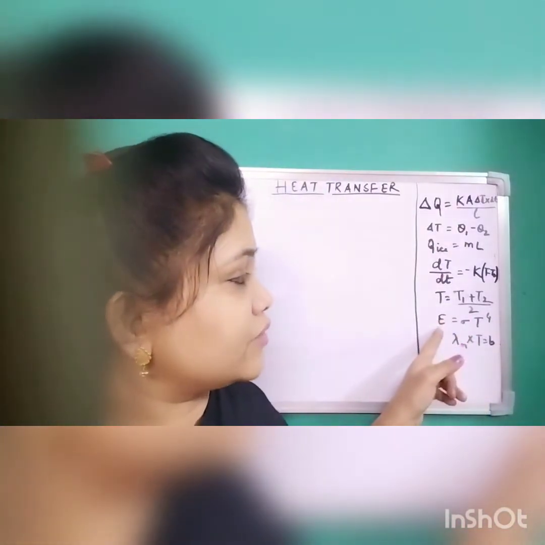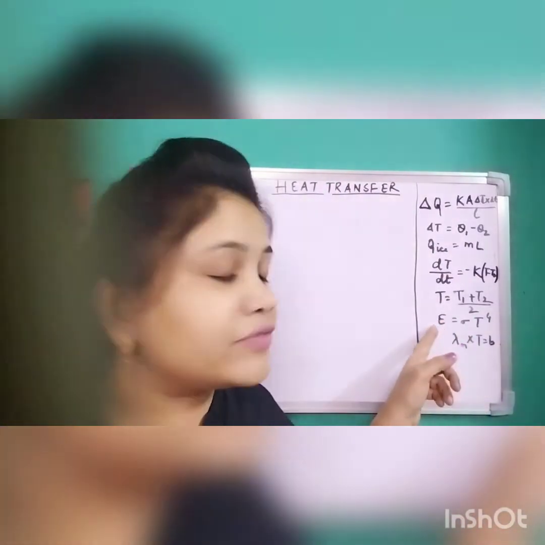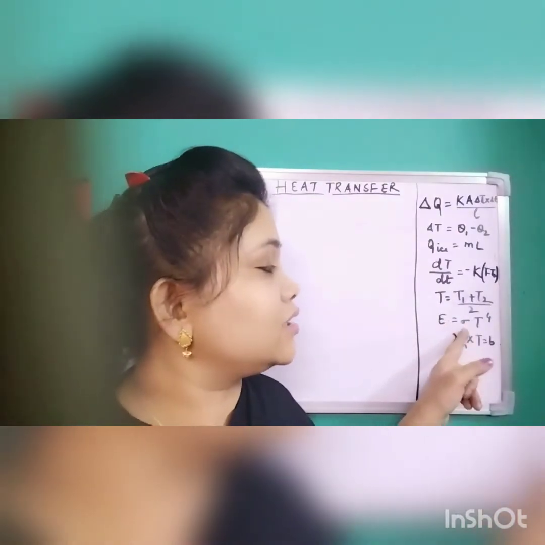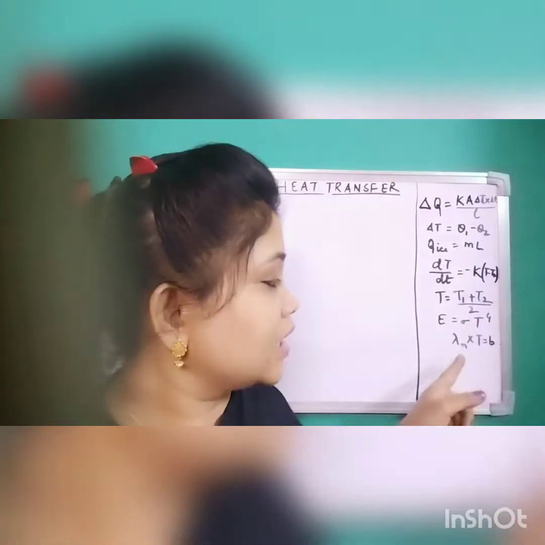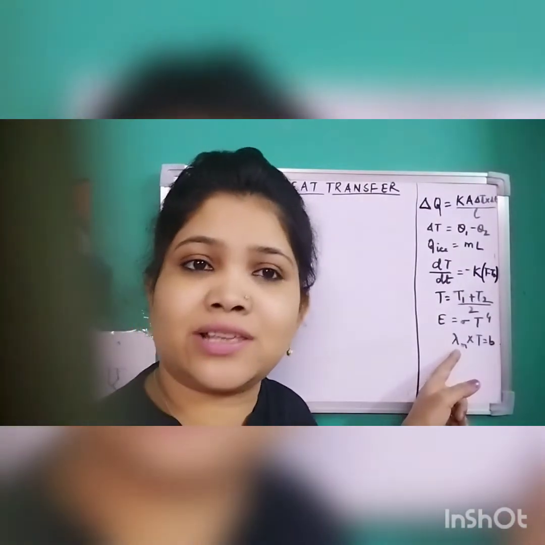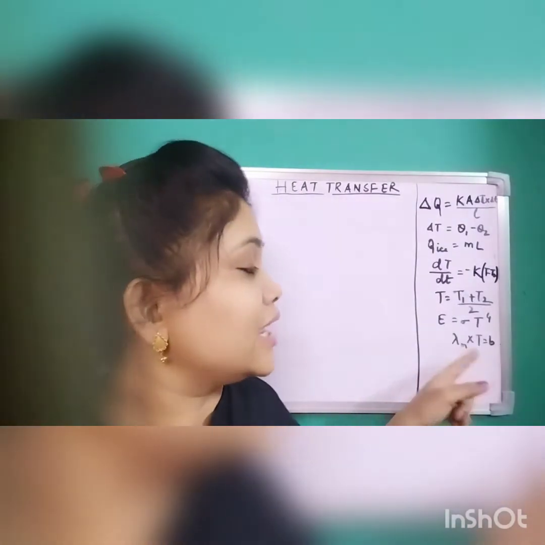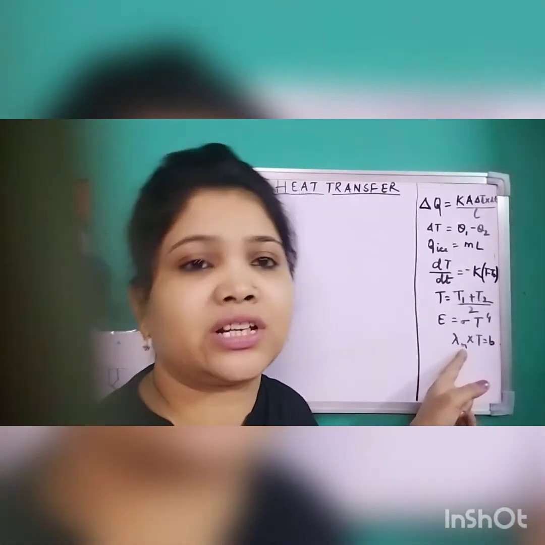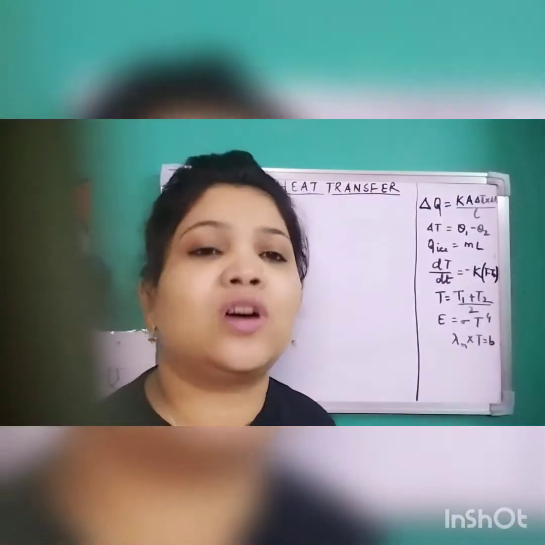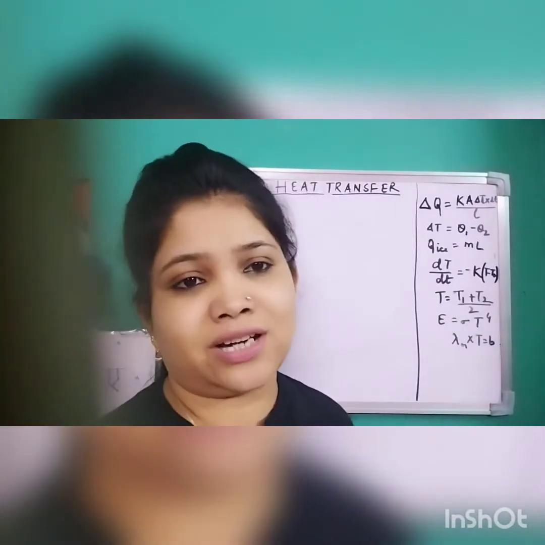After that, we have Stefan's law, which is E is equal to sigma T to the power of 4, where T is the absolute temperature. And last but not the least, we come to Wien's law, which is lambda M into T, where lambda M is the maximum wavelength, into the temperature is equal to a constant. Okay, so let's get started with the sums.